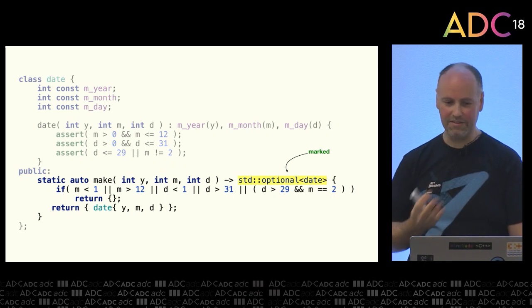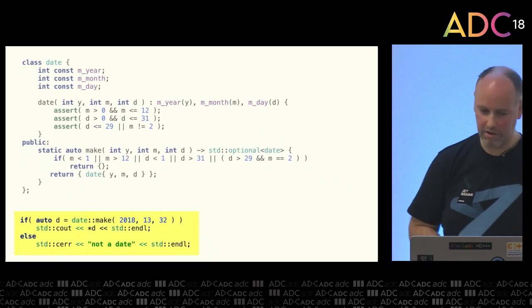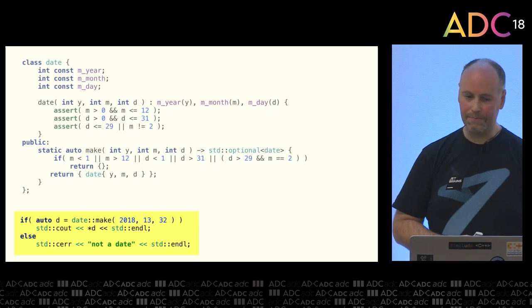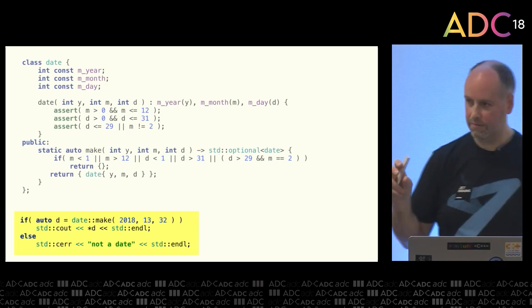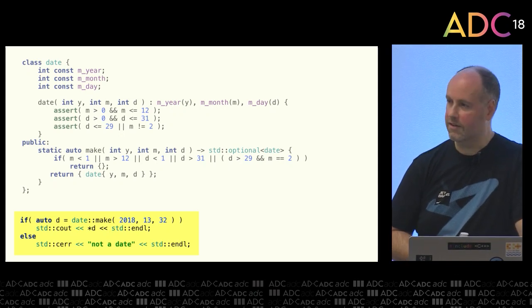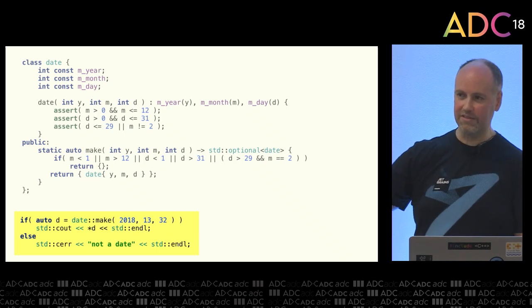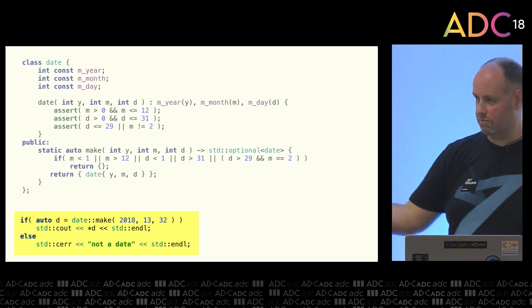So this is allowing us to use std::optional for error handling. Here's the usage code. So we'll try and make our date. Because optional overloads the Boolean operator, we can test it in an if. So if we have the value, we'll take the happy path, and then we can dereference the date like a pointer to get the value out. Otherwise, we call the error path.